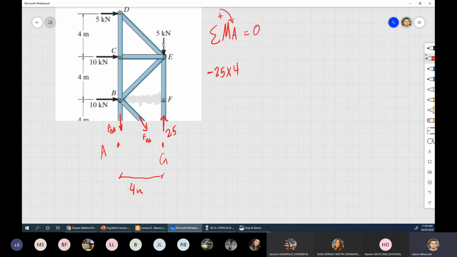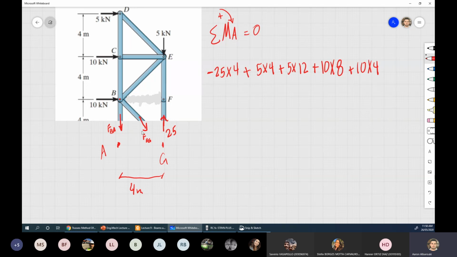And we've got the 5 kilonewton clockwise at 4 meters, plus 5 by 4. I've got this 5 kilonewton at a distance of 4, 8, 12, and clockwise. That's 5 by 12 meters. All of these are clockwise. I've got the 10 kilonewton around point A. That's a distance of 8, 10 by 8. And I've got this 10 kilonewton at a distance of 4, again clockwise, 10 by 4.